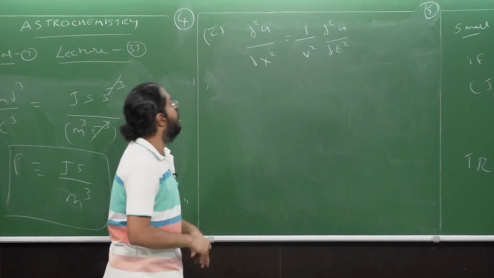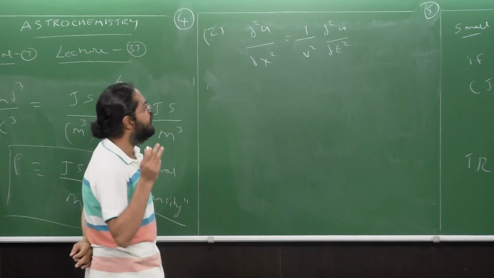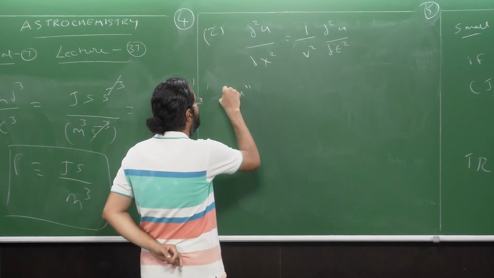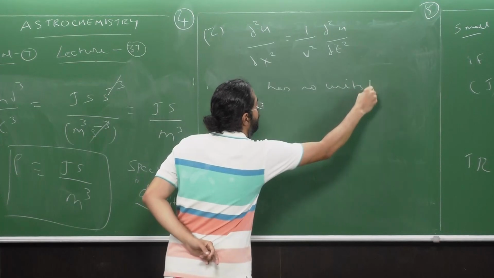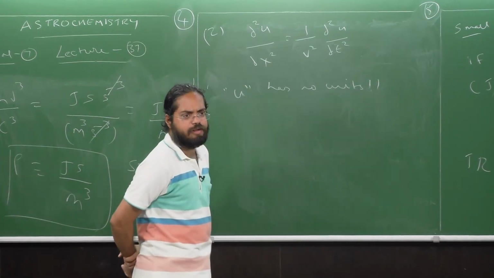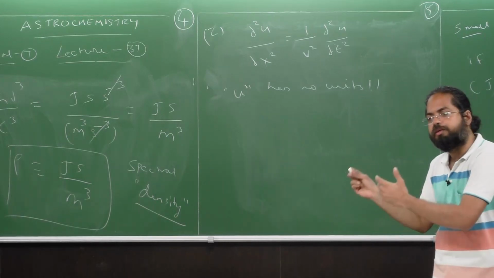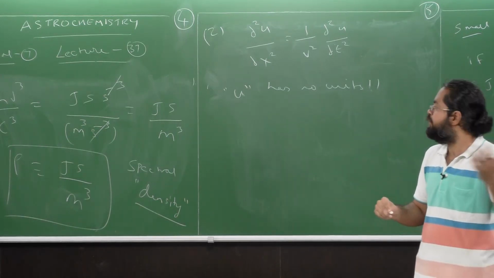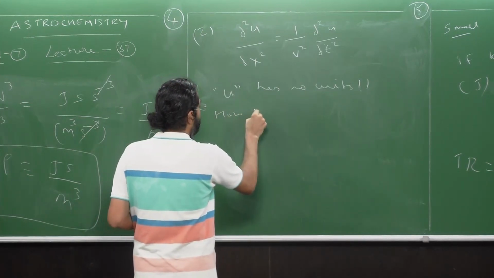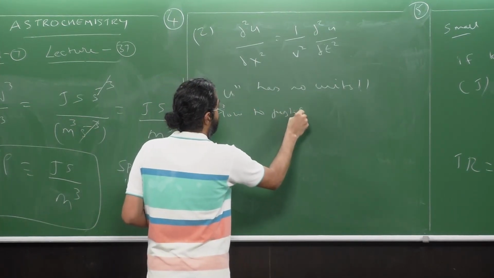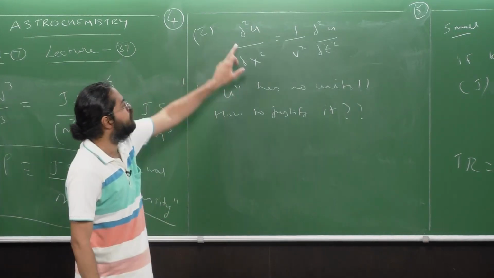All right. So this is the wave equation, and I had told you that U itself has no units. I said that, right? But I asked you to ignore it in the lectures, and that in the tutorials we shall be discussing it. Can somebody please tell me how to justify it? How to justify the fact that U has no units?